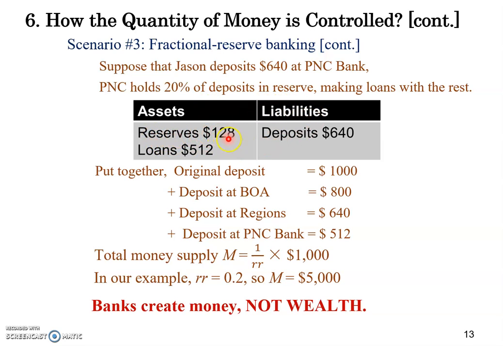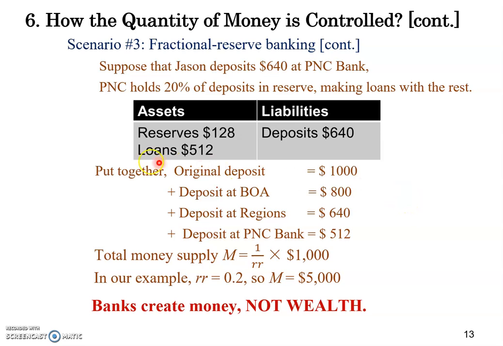So the reserve will be $128. That equals $640 times 20%. And PNC is going to make a $512 loan to the next person, whoever that is. And then the deposit is $640. Now here, of course, this story can go on and on and on.